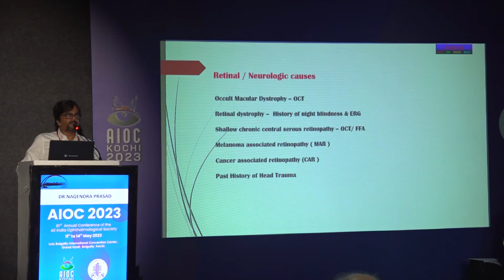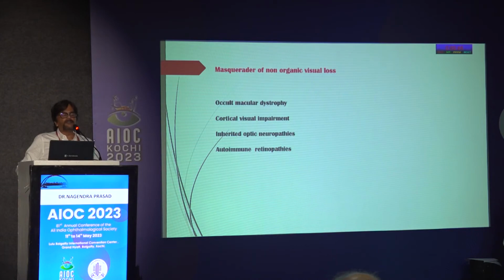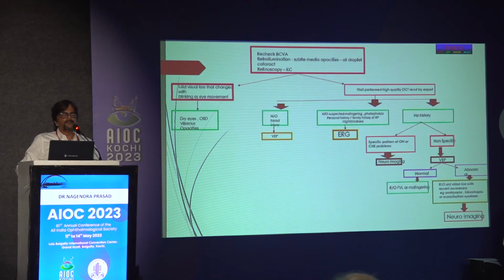Past history of head trauma is very important, as it may lead to damage in the neural pathway. Masqueraders of non-organic visual loss are occult macular dystrophy, cortical visual impairment, inherited optic neuropathy, and autoimmune retinopathy, which can be seen in cases of any cancer-associated disease.